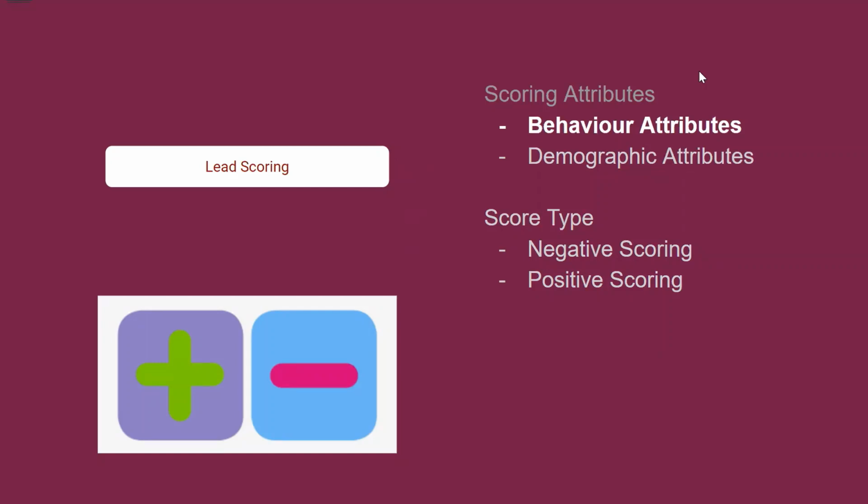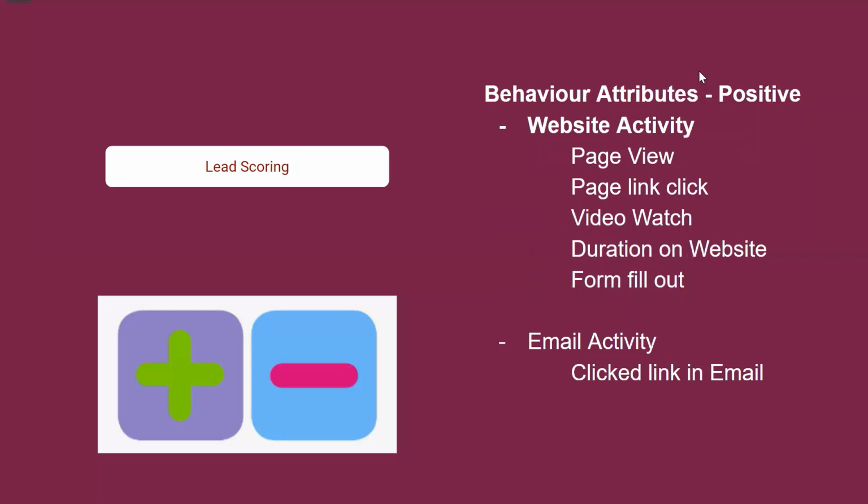Behavior attributes are those that define a lead as interested in your products and services. How can they indicate that they are quite interested? They can visit your website, they can check the resources that are available on the website, and they can respond to your emails, communications, or any posts that you have on social media or any third party site.